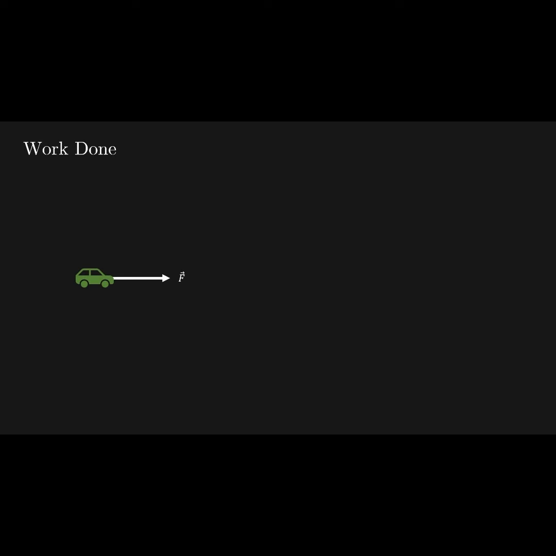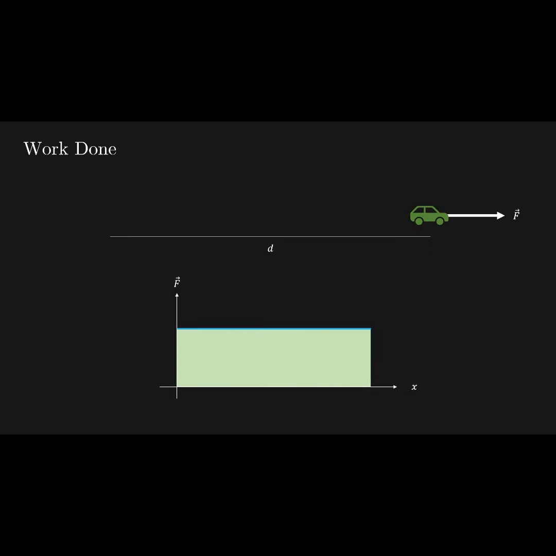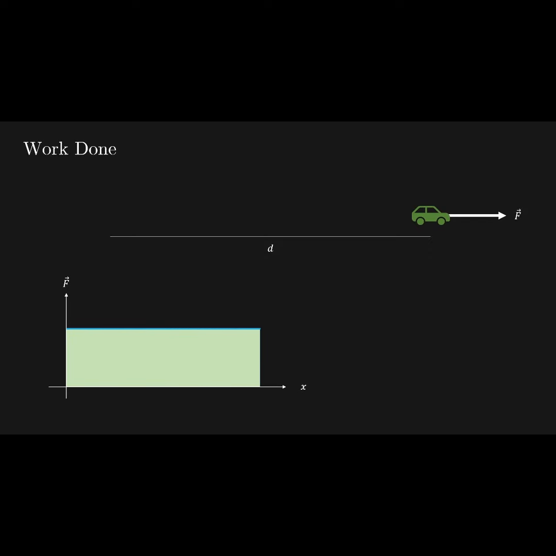Let's consider applying a force to this car. The car will move over a distance due to this force. We can consider how this force varies with distance. This will result in a graph. Note that the area under the graph gives us the work done by the force.